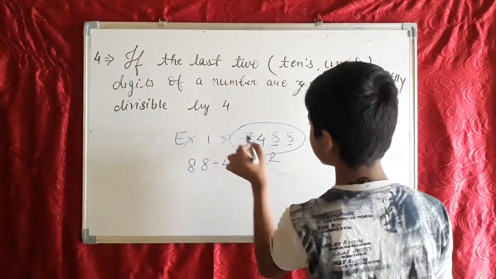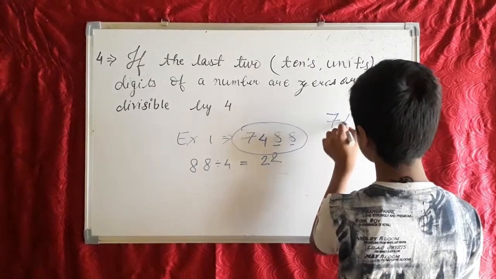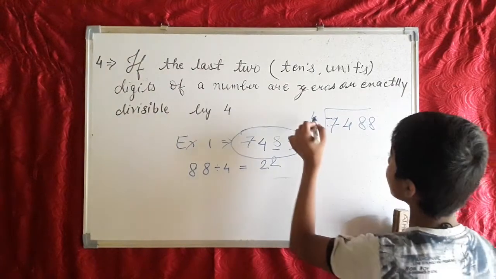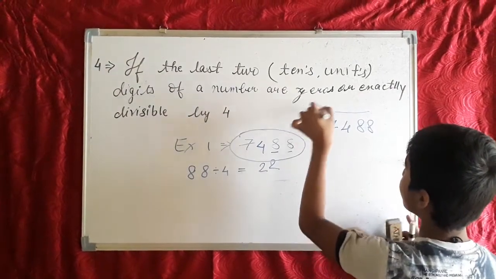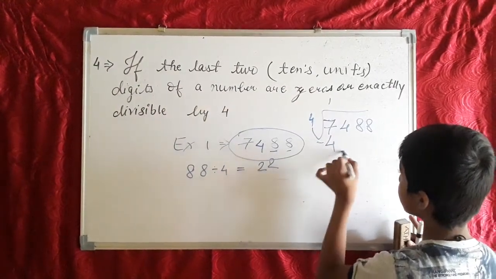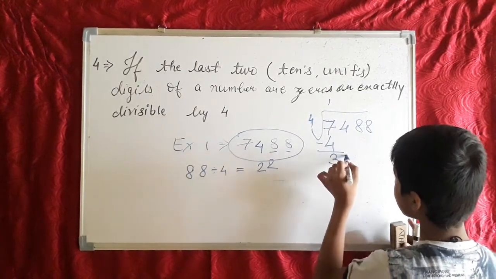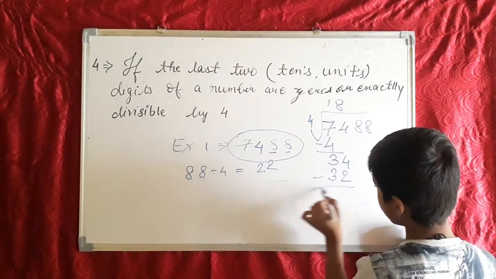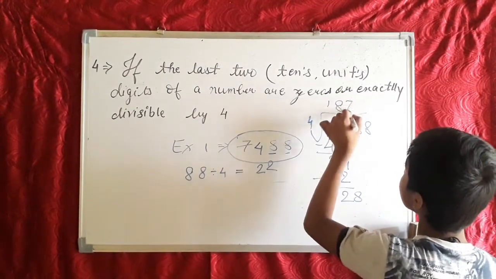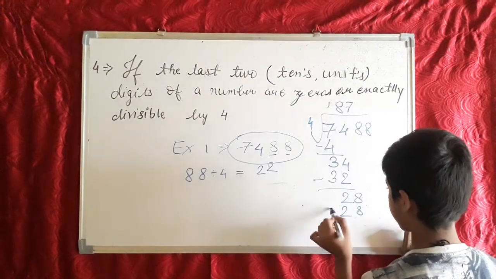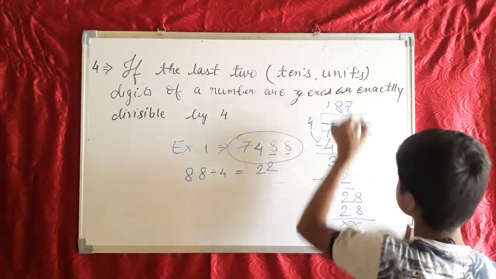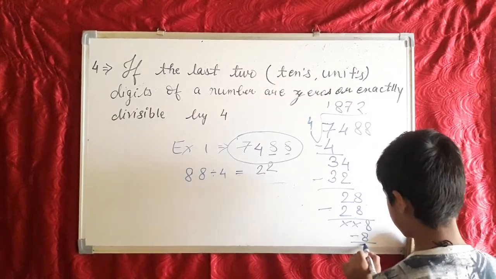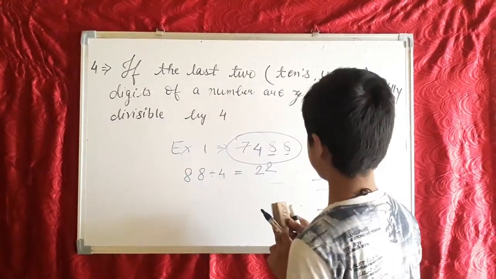So friends, now we'll divide this number, 7,488. When we divide this number by 4, what will our answer be? 4 1s are 4. Then 3. 34. Then 8 4s are 32. 28. 7 4s are 28. Cut. This 8 drops down here. Then 4 2s are 8. It becomes 0. So this number is divisible by 4.